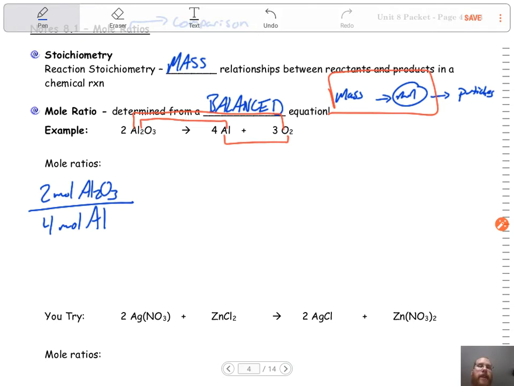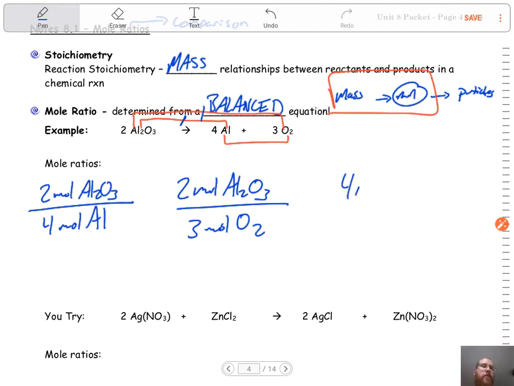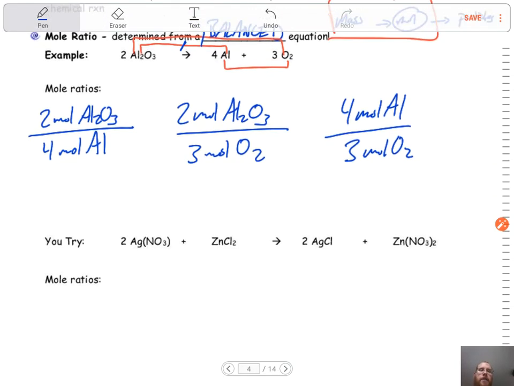So my next one, if I cross that out, I've accounted for aluminum oxide to aluminum. My next one is I'm going to say 2 moles of aluminum oxide compared to 3 moles of oxygen. So that's this top red line. That's been accounted for. And my last one here is going to be 4 moles of aluminum compared to 3 moles of oxygen. That's it. So for this example, guys, there would only be 3 different ratios. Now we could flip them, so you could essentially have 6 different ratios, but 3 unique ones where you're comparing the substances.